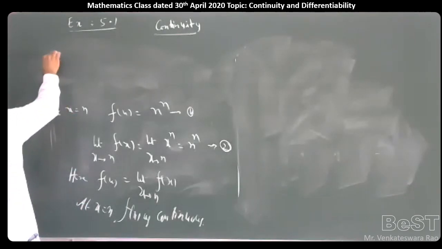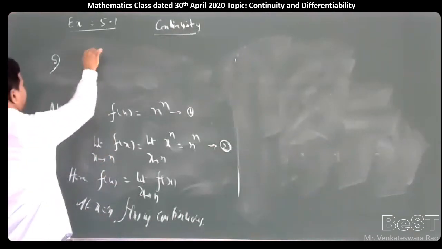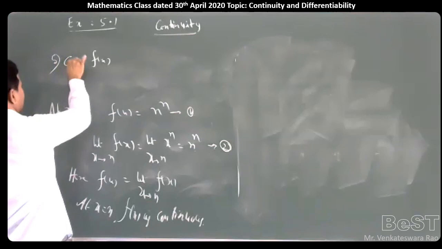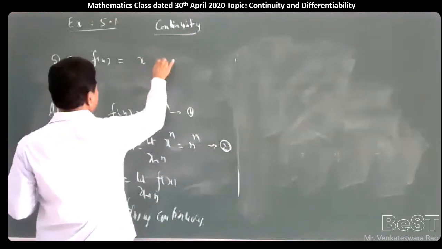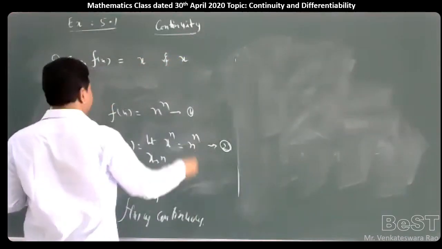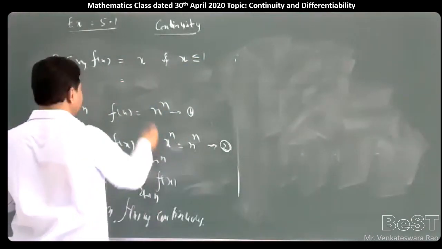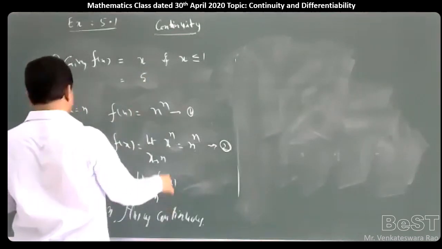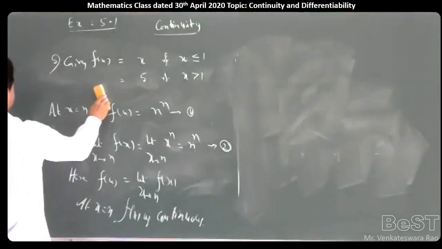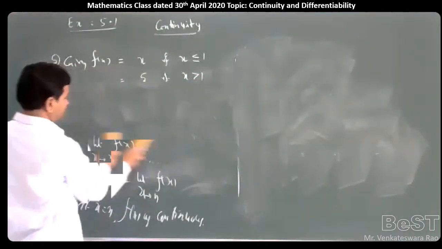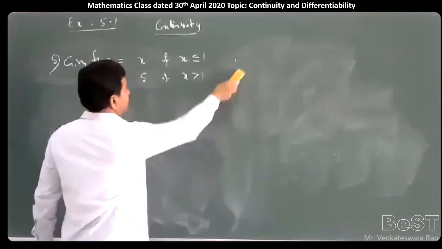Fifth one. Read the question properly first. The function f is defined by f of x equals x if x is less than or equal to 1, and equals 5 if x is greater than 1. This is the defined function. The function is given like this for you.